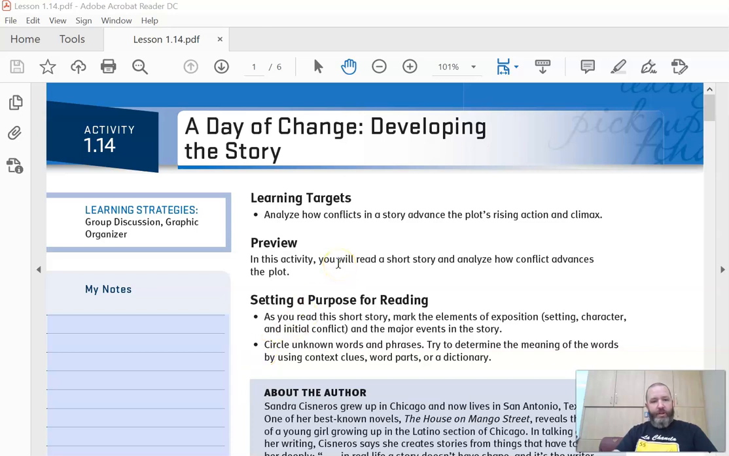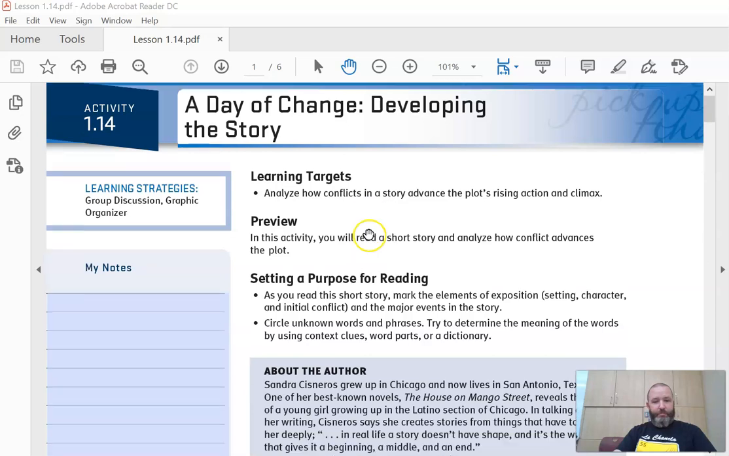All right, today we're going to be talking about Springboard Activity 1.14. This is a great story. Our goals for the day: analyze how conflicts in a story advance the plot's rising action and climax. Remember last time we were looking at that story, the plot diagram. We're going to be looking at conflict as our focus today because there are some conflicts in this story.